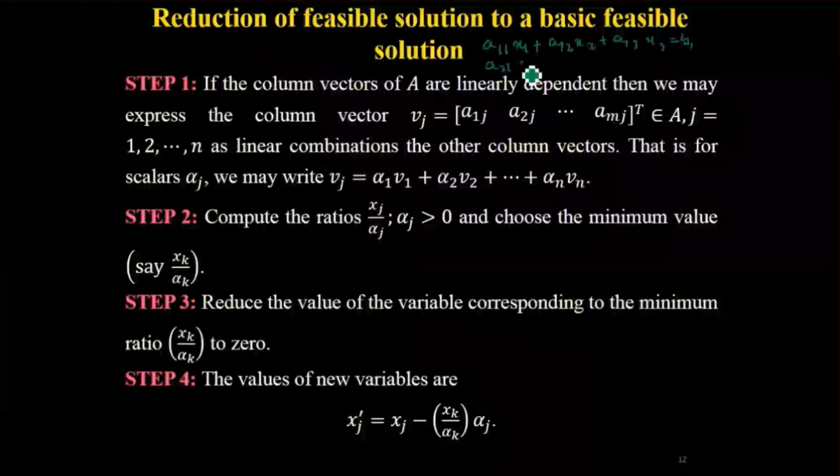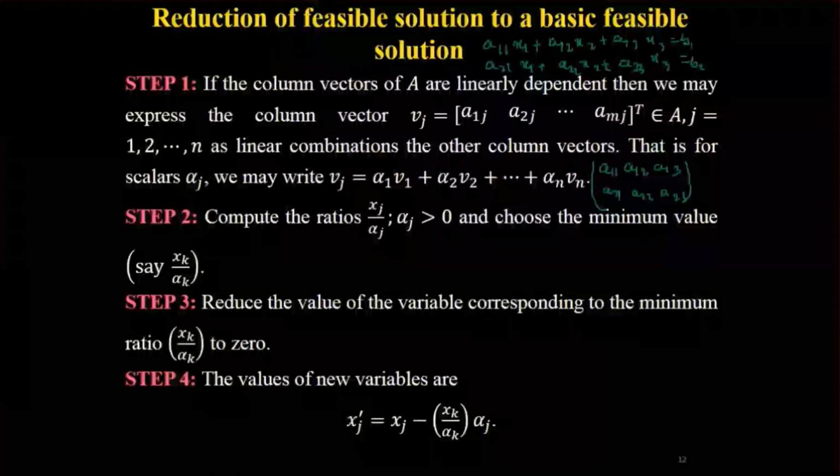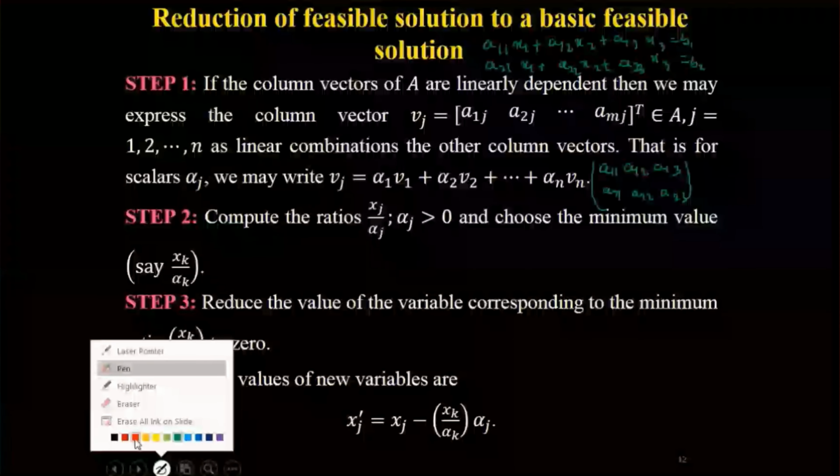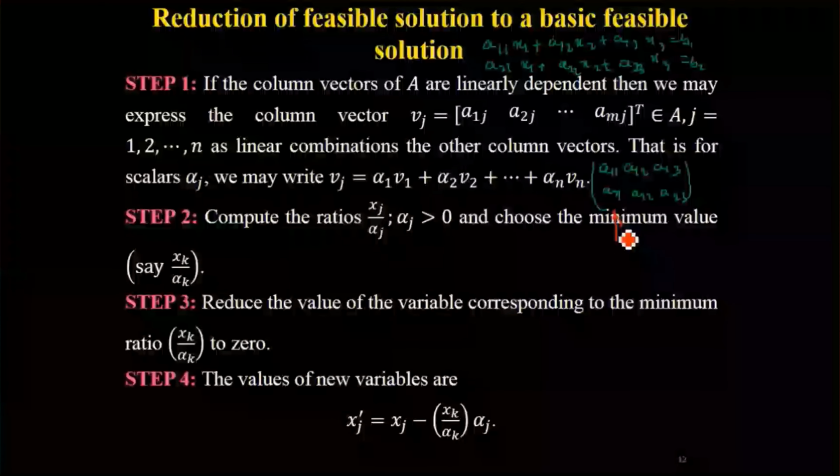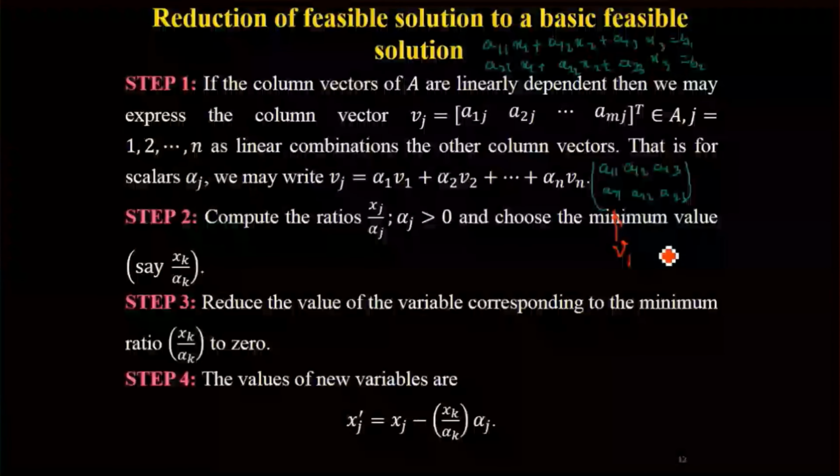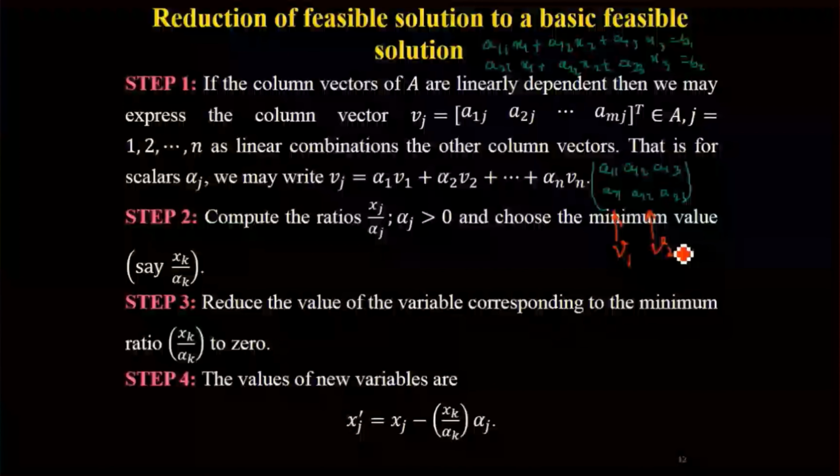Okay, a21 x1 plus a22 x2 plus a23 x3 equal to b2. Now if I write this in matrix form, how it looks like: a11, a12, a13, a21, a22, a23. Clear? Now here if you see this matrix, if this is our vector v1, means a11, a21, if this is our vector v2, a12, a22, if this is our vector v3, that is a13, a23.